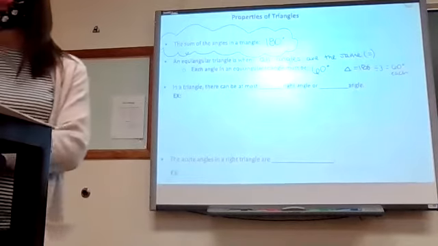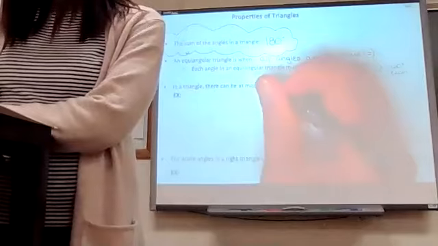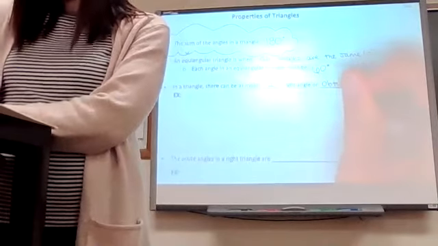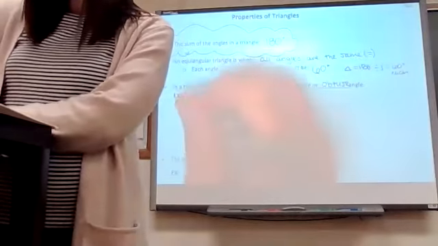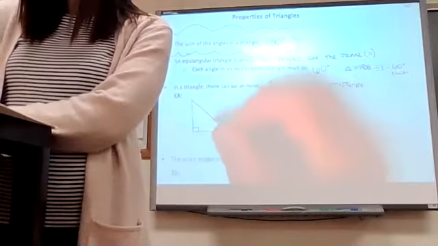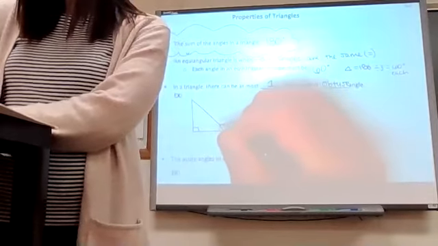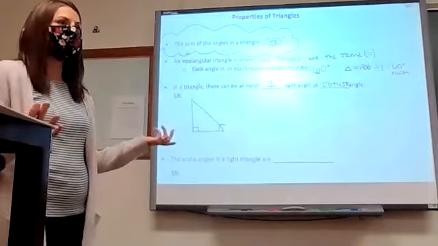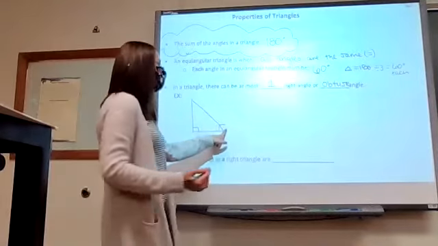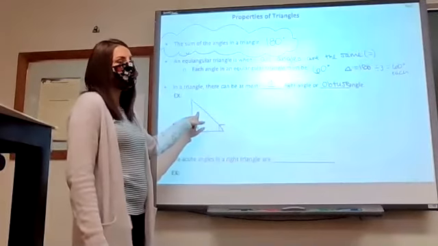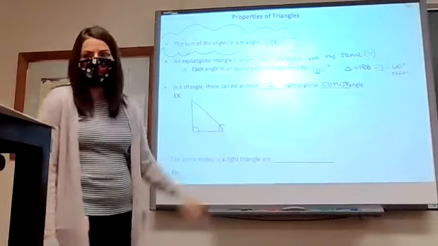In a triangle, there can only be one right angle or obtuse angle. Okay, so if I have a right angle, I can't have another right angle. Okay, that would be the beginning of like a square or a rectangle. A right angle plus a right angle is 180 degrees out of 2 angles. So that's not going to leave me any room for a third angle in my triangle.